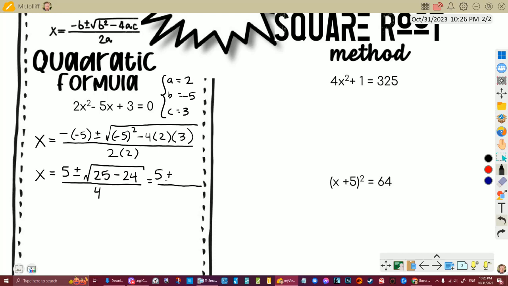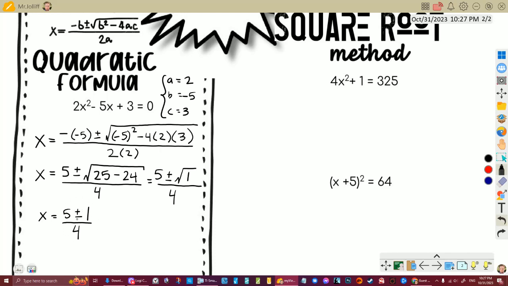And so I'm going to go ahead and simplify this a little bit further right here. I know that 25 minus 24 is 1. So that got a whole lot prettier. So now we're left with 5 plus or minus, and we know the square root of 1 is just 1, all over 4. Now that we've gotten rid of that square root, everything's been simplified down to nice pretty whole numbers.